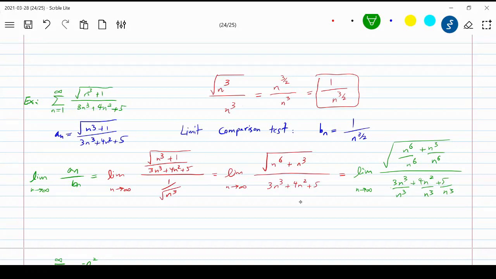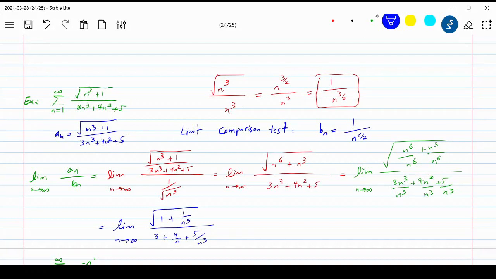I'm doing this just because I don't have enough space. I should have created more space. Otherwise, you should write it step by step, just to make sure you don't make any mistakes. And then the numerator simplifies to square root of 1 plus 1 divided by n cubed, divided by 3 plus 4 over n plus 5 over n cubed, as n approaches infinity.